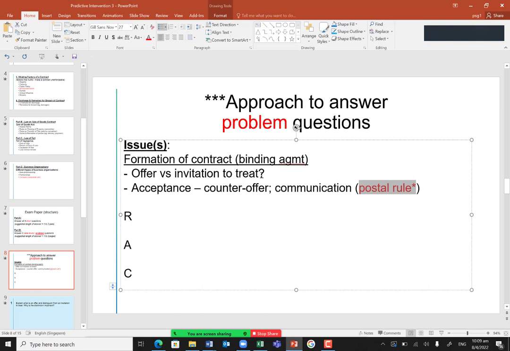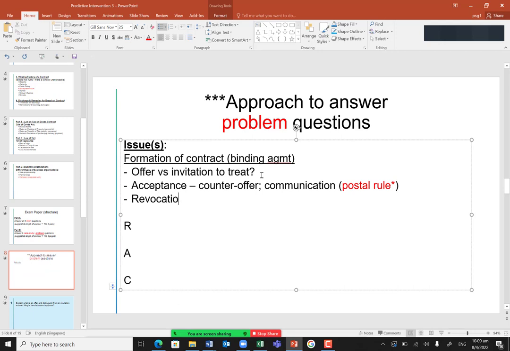Now, of course, different exam questions may have a different focus. Maybe it is focusing on offer and ITT. Maybe it's focusing on offer, ITT, and counter-offer. Maybe it may or may not include communication, we don't know. What about this next one? Perhaps it could also include the issue of revocation of the offer, in that the offeror, the one who made the offer, changes his mind and revokes the offer. So all these are the possible issues.